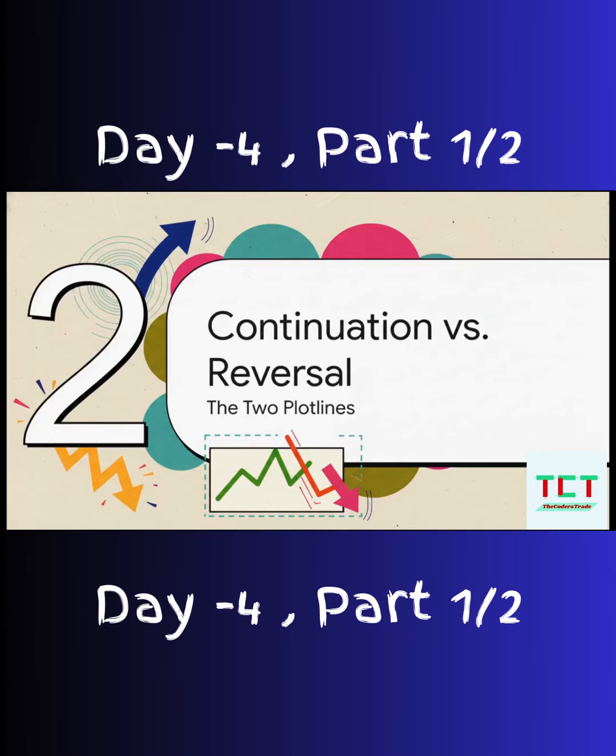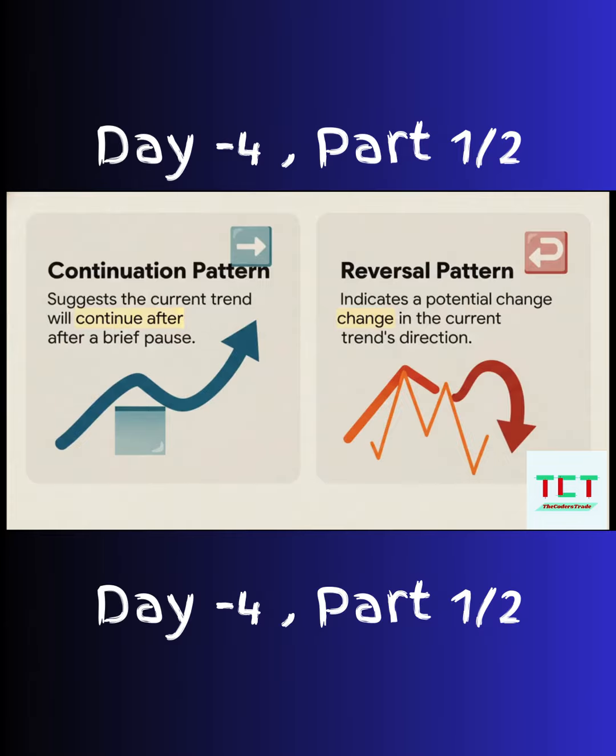Every story has a plot, and in the market story, there are really two main plot lines. Is the current trend going to continue on its path, or is a dramatic plot twist about to happen? This brings us to continuation versus reversal patterns. And here are the two main categories, plain and simple. Continuation patterns, well, they suggest the market is just taking a quick breather before it keeps going in the same direction. Then you have reversal patterns. Now these are the big plot twists. They signal that the current trend might be running out of steam and is about to change direction completely.